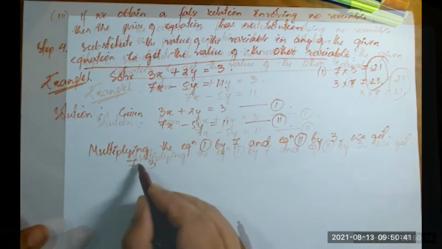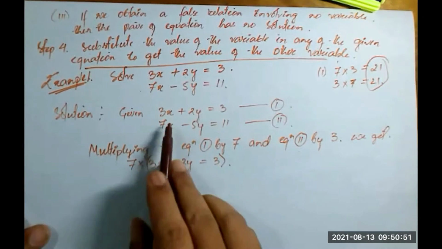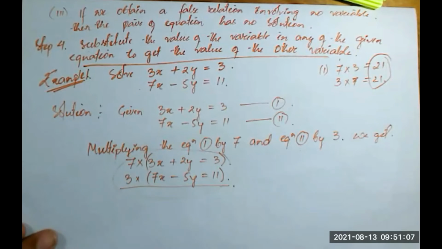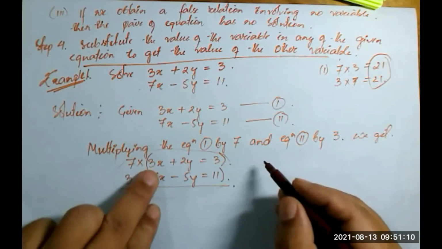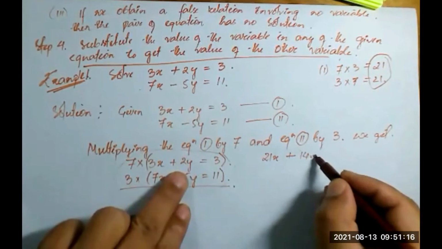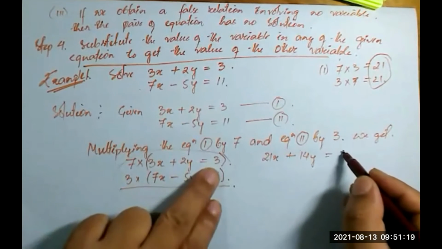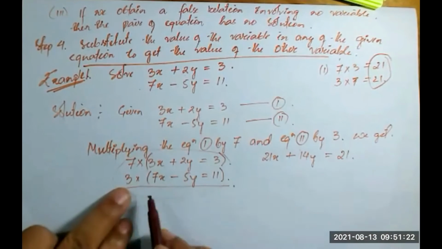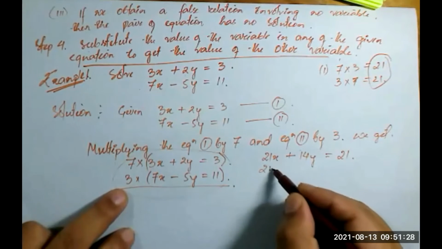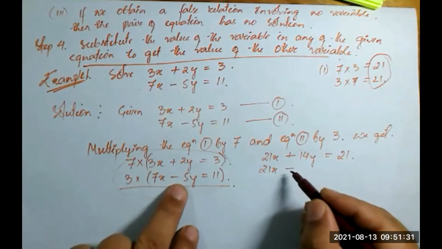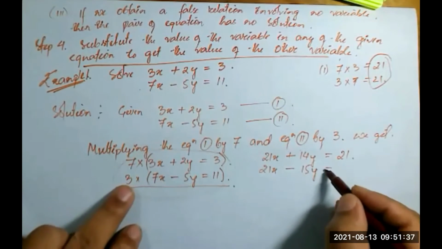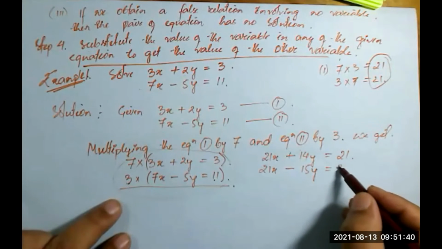if you multiply this one by the other one. So later on when you understand it, you can omit this step. 7 times 3 is 21x plus 7 times 2 is 14y, 7 times 13 is 91, and the second equation is multiplied by 3. 3 times 7 is 21x minus 3 times 5 is 15y and equal to 3 times 11 is 33.